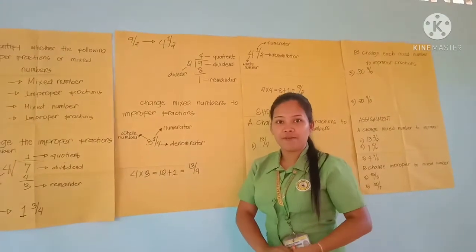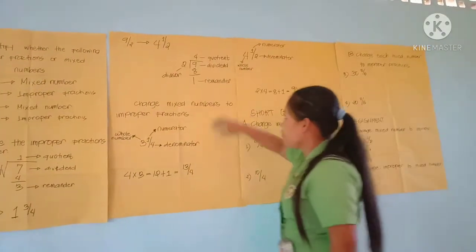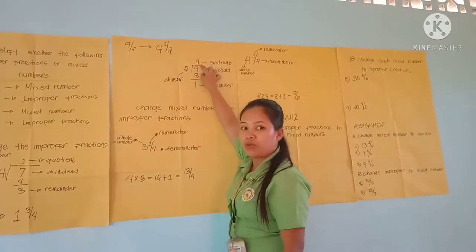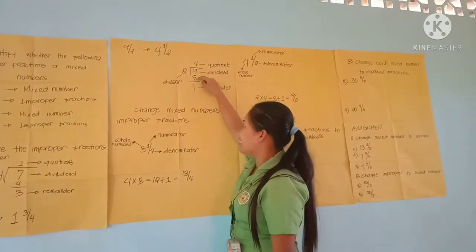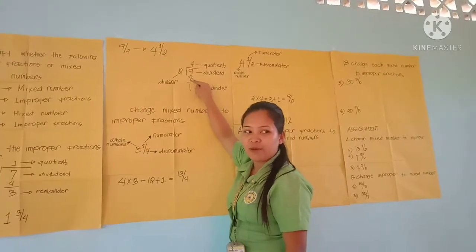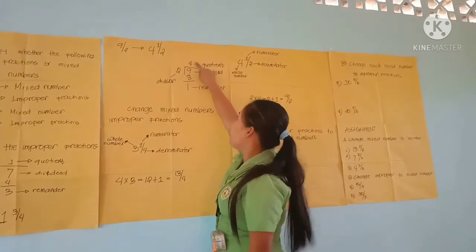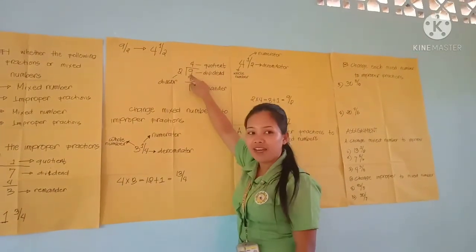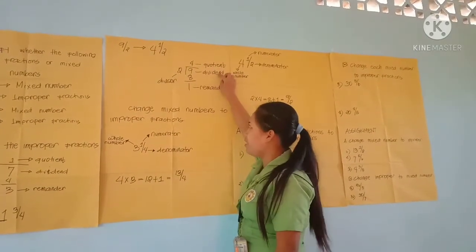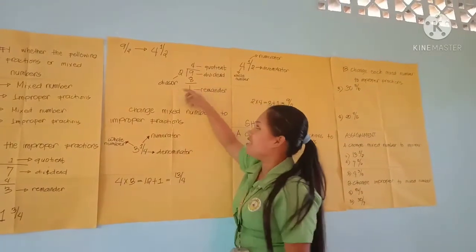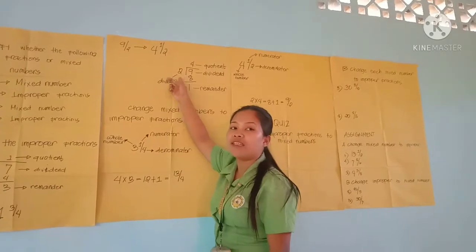Let's check the work of Princess. 9 divided by 2 is 4. 4 times 2 is 8. 9 minus 8 is 1. So this is our quotient. This is our dividend. Very good. This is our remainder. And the number 2 is our divisor.